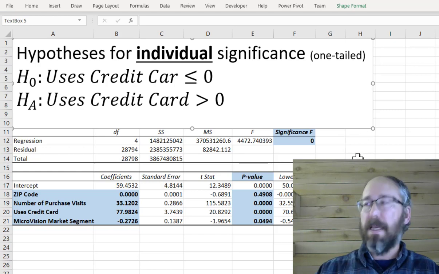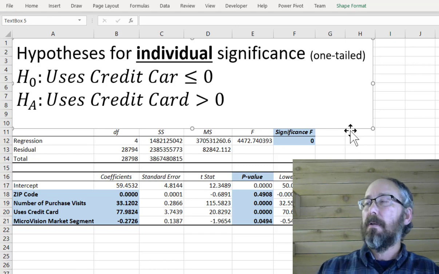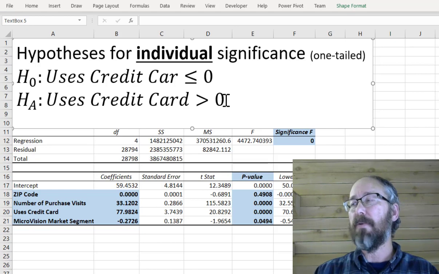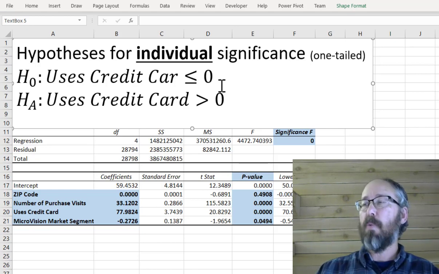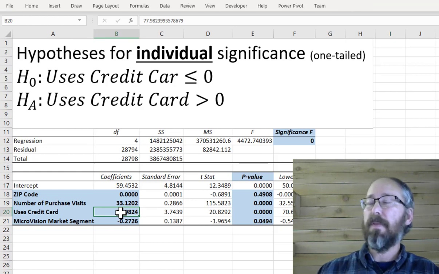So if we're doing a one-tailed test for individual significance, we would use something like this. Uses credit card is less than or equal to 0, or uses credit card is greater than 0. Now, I mentioned the example of 100, and we could plug that in here as well. So uses credit card is less than or equal to 100, uses credit card is greater than 100. And those things would change our p-value. Notice that I picked 100, and in this equation the uses credit card coefficient is 77.98.